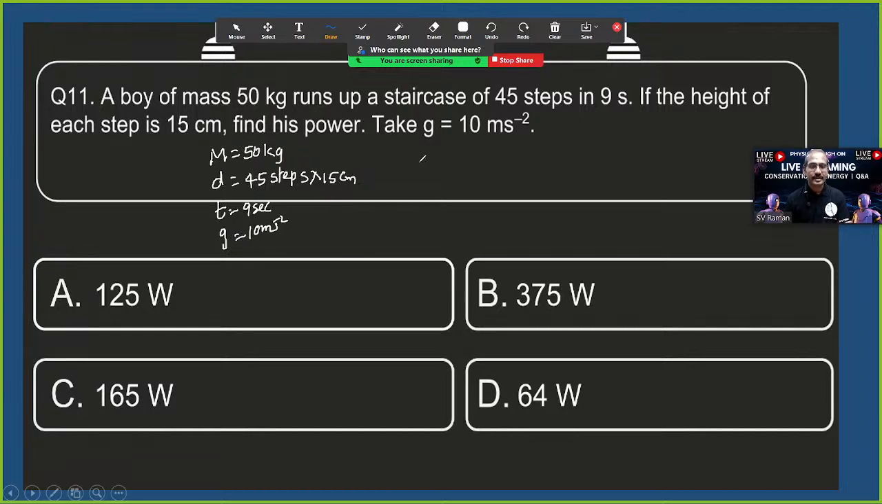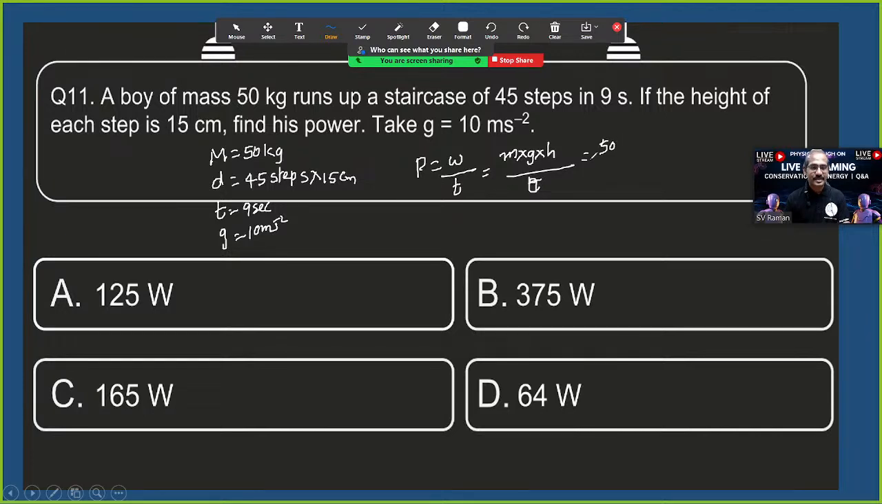So what is power? Power P is equal to work done in unit time. Who is doing work? The boy is doing work. W is equal to again F into S, mgh. So these are all the formulas. So we can write mass into g into h, in the sense of distance what they have given, but time is 9 seconds.